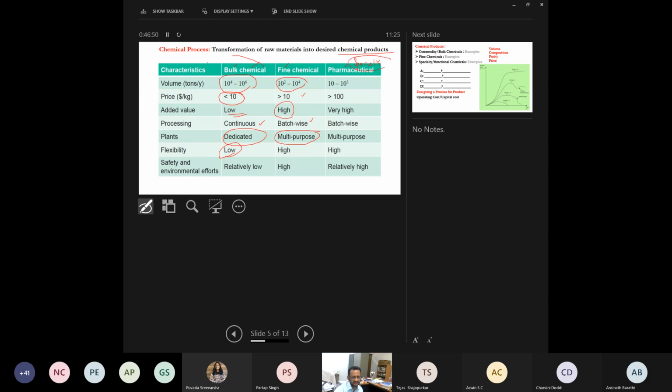Specialty chemicals are normally produced in low volumes. The cost is more, which means the value is more. It is produced in less quantity, but it has a higher product value, so the added value is very high. These specialty chemical plants are operated batch wise. Again, they are multi-purpose and highly flexible plants with relatively high safety and environmental efforts. This is the general classification.